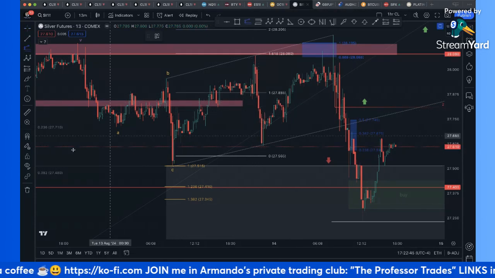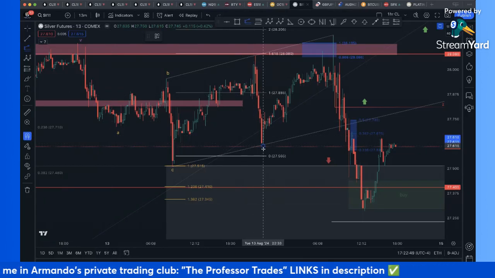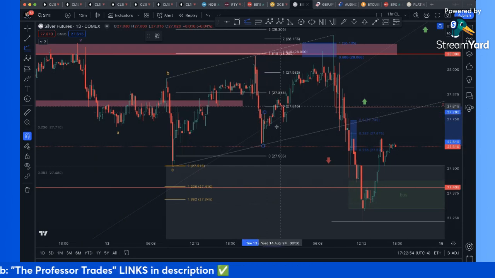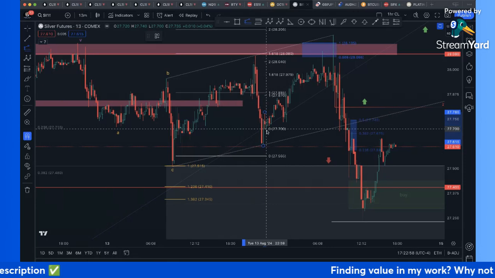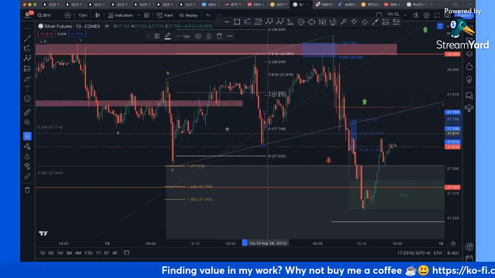All right. Let's do it again. Let's turn the magnet on. There's the bottom. There's the swing low. There's the swing high for what might be a wave 1. And here's the next swing low, which might be a wave 2. Now, what's interesting here is here it comes up. I'm going to turn off the magnet.